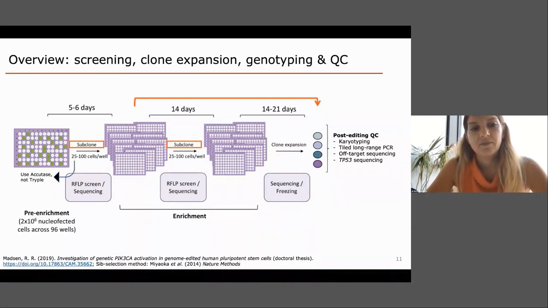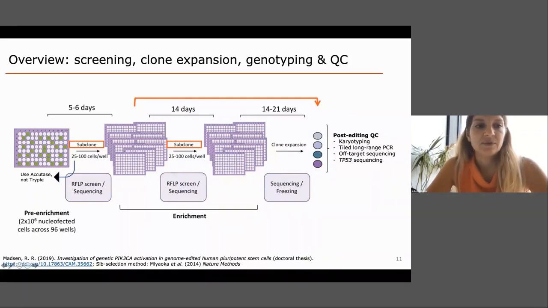hiPSCs are generally very fragile, and I found that mine were not very happy going through FACS, so I went for a CEPT selection protocol for enrichment of my mutants. It's based on a methods paper from Bruce Conklin's lab in 2014, which I then modified to suit my needs. And again, it requires testing in your cell line of interest to determine the minimal number of hiPSCs that you should seed in a 96-well in order to get at least one cell surviving.